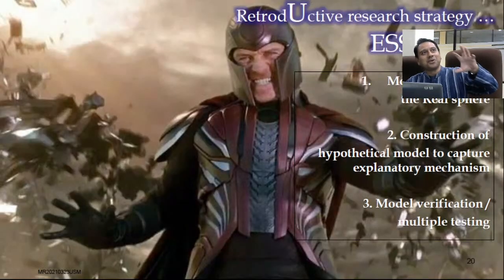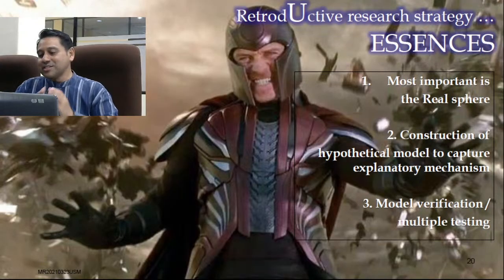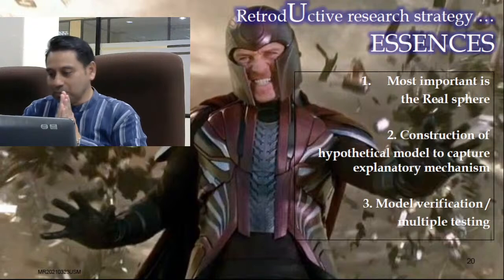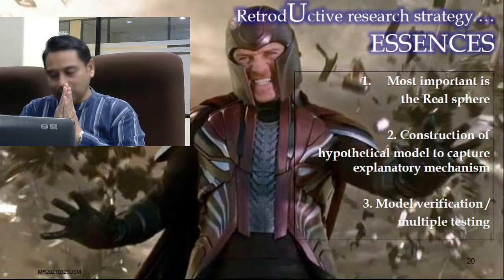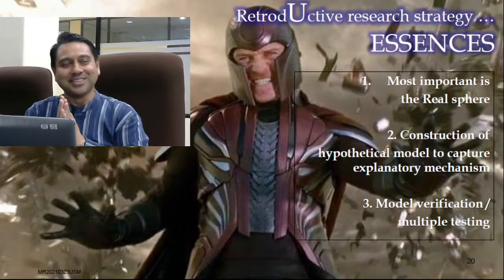There. Magneto, coming back to magneto. Remember magneto? You can control magnets, you can control metals, right? Like magnet, there. So there are three essences of retroductive research strategy. Number one, the most important of all, is that the most important sphere is the unseen.